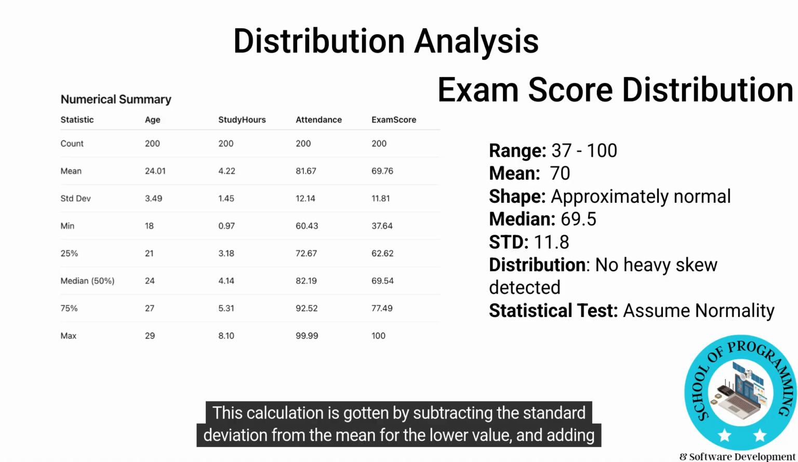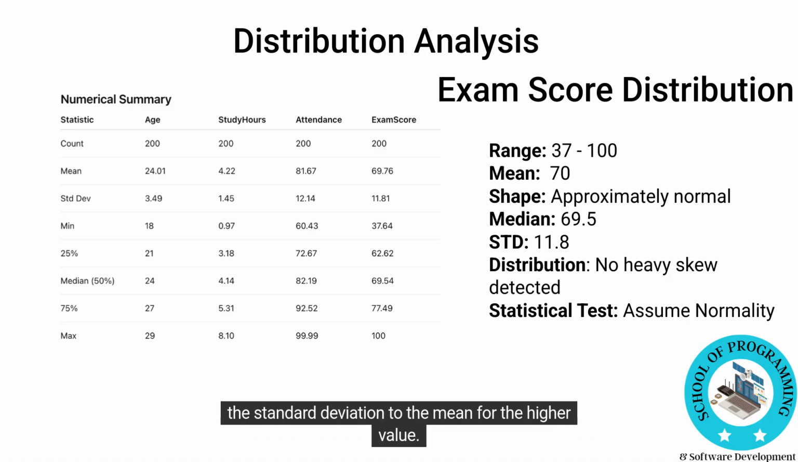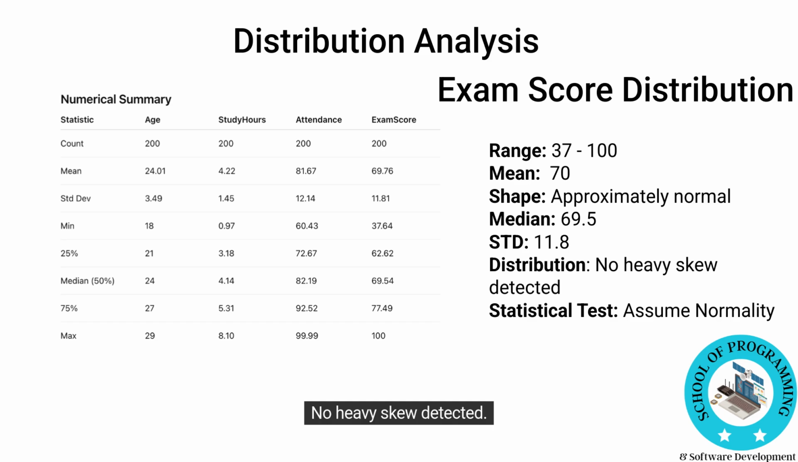This calculation is gotten by subtracting the standard deviation from the mean for the lower value and adding the standard deviation to the mean for the higher value. The value indicates a wider range of performance. We can approximate and say that most scores cluster between 60 and 80. Very few extremely low or extremely high values. No heavy skew detected.